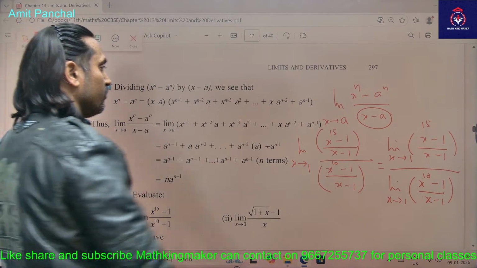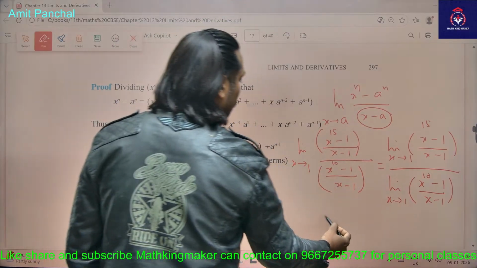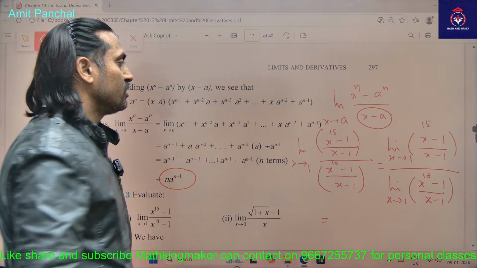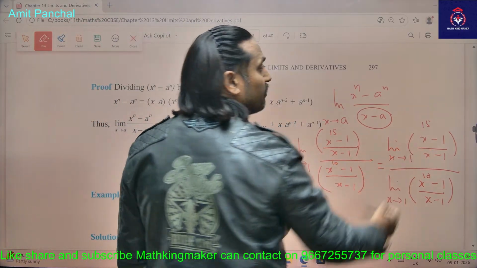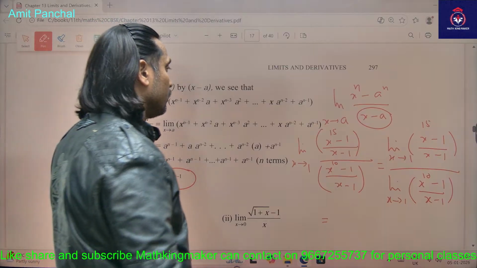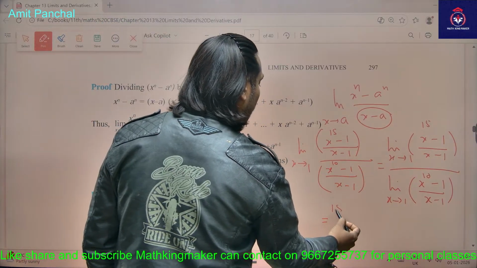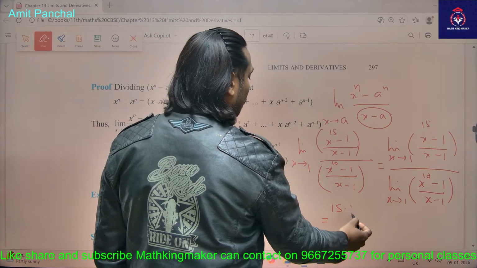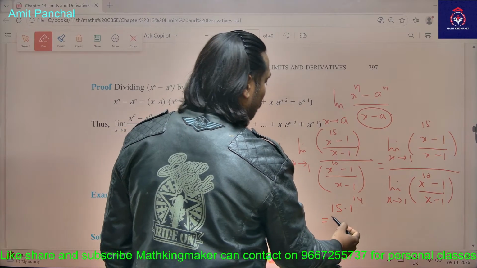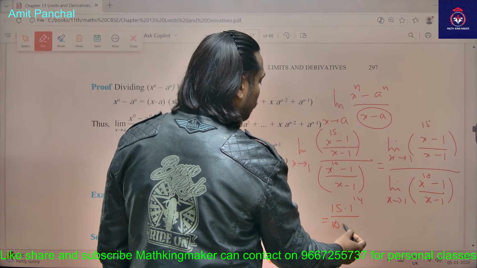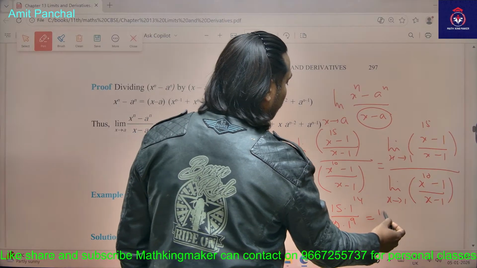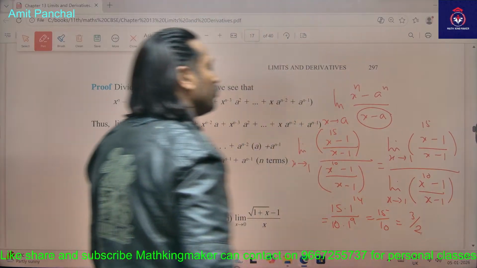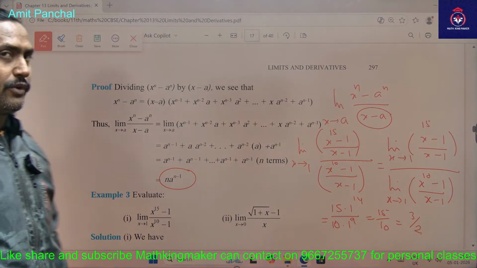Yes. What is the value of this according to the formula? It is n a to the power n minus 1. What is n in this case? In this case n is 15. Yes, sir. So it is 15, and what is a? A is 1. So 15 and a 1 to the power 14. And below it will be 10, 1 to the power 9. So that will be 15 by 10, which is 3 by 2. So 3 by 2 will be the value of this function. Okay.